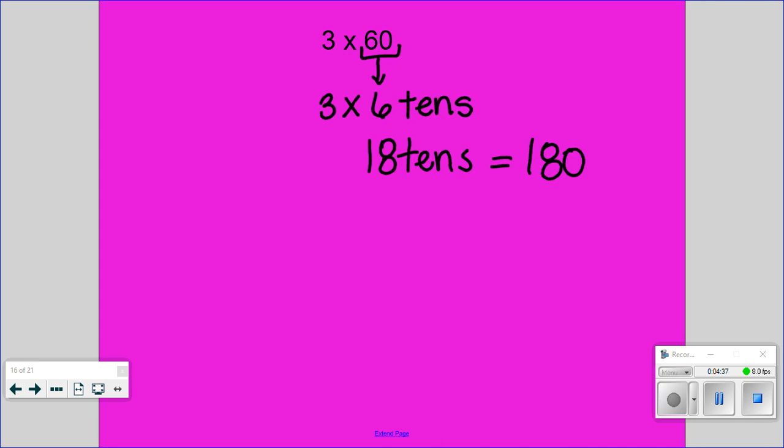Pretty cool. It's going to take a little bit of practice. A lot of you know what to do. It's just changing the language.